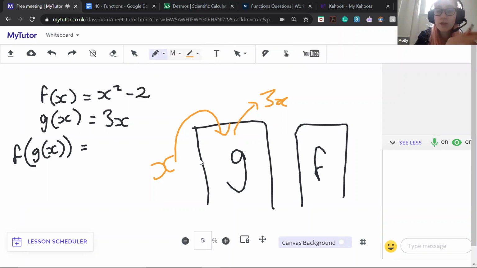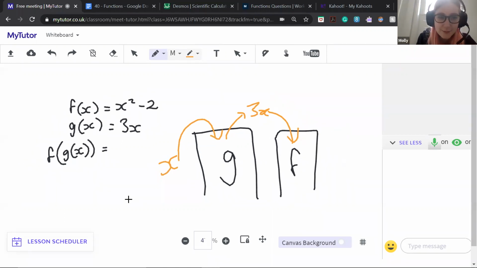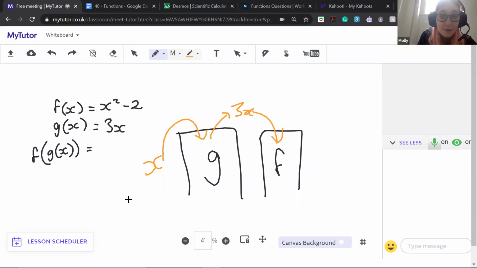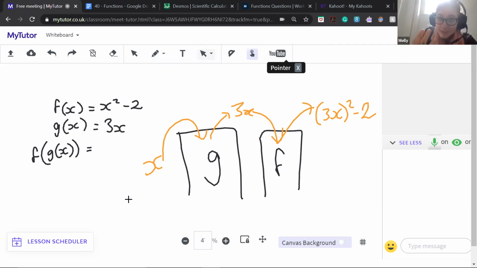Then I don't even touch that 3x. I chuck it straight into the f machine. It literally goes straight from one into the other. We feed that straight into the f machine. And then f gives us that squared minus 2. So f spouts out 3x squared minus 2, because it gives us whatever we've just put in, squared and minus 2. So all we've done is we've replaced this x with a 3x.